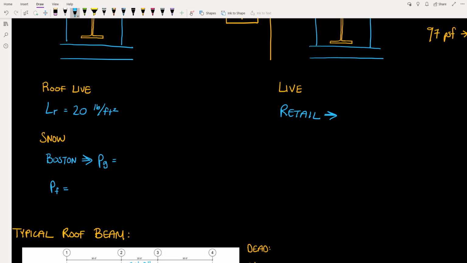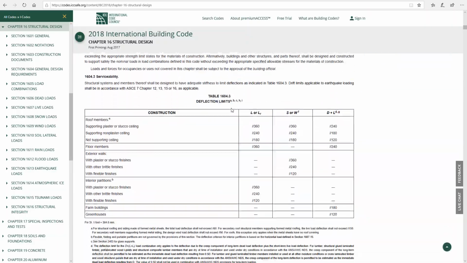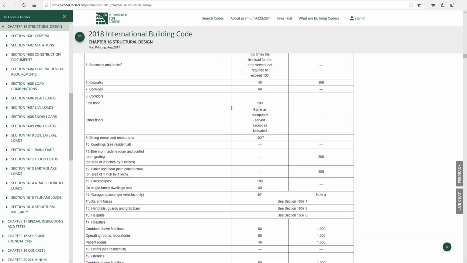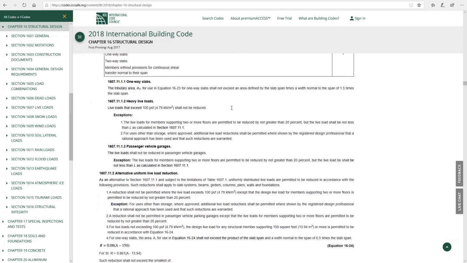But for this building, we are going to assume that it is not open to the public on the roof. Of course, the rest of the floors in the building will be open to the public, and they are retail occupancy. And so, given this retail occupancy, we will turn to Chapter 16 of the IBC and scroll down to our live load tables, which start in section 1607.